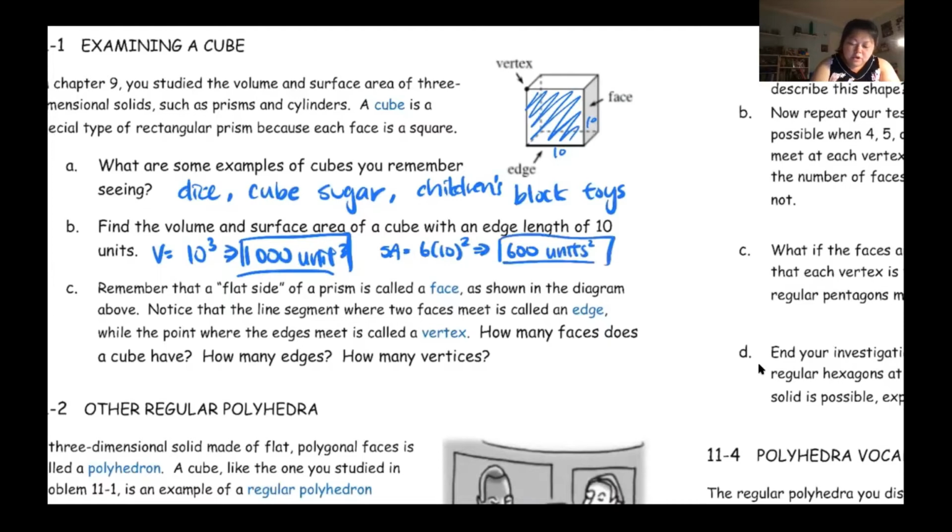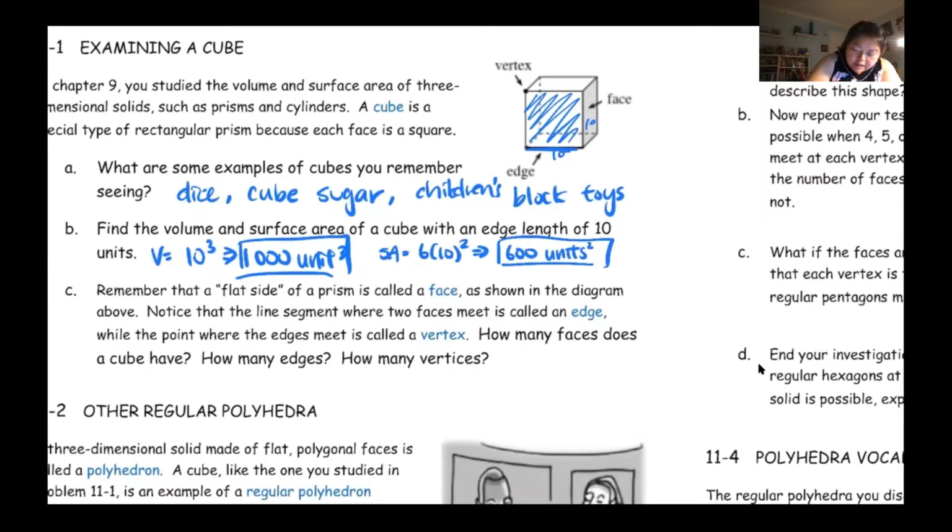Okay. So remember, the flat side of a prism is called a face, the one that I just shaded in right there, as shown in the diagram above, right? And notice a line segment where two faces meet is an edge. So the lines here are edges. And then where two edges meet are vertices, vertex, right? Vertex is singular, vertices are more than one.